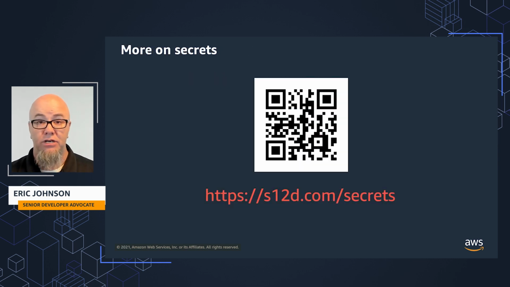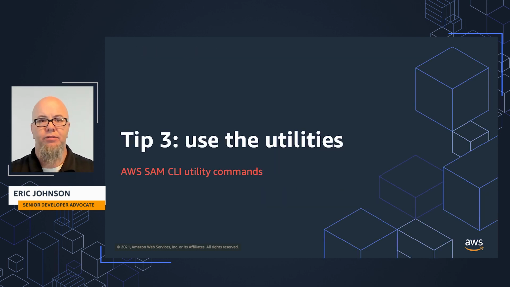For more information on secrets in AWS SAM, I encourage you to go to s12d.com/secrets. Tip number 3, use the utilities.